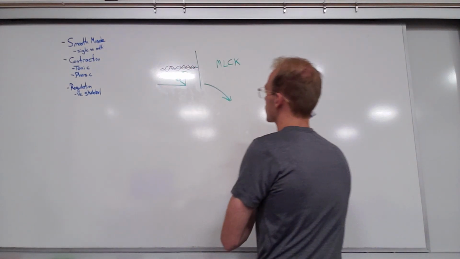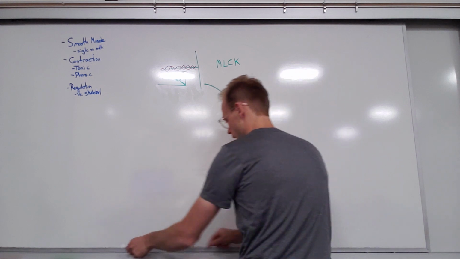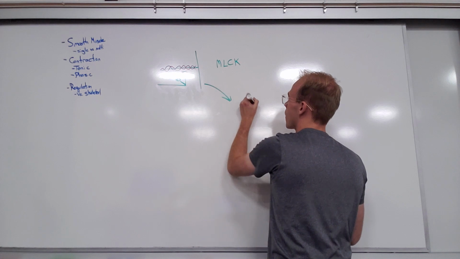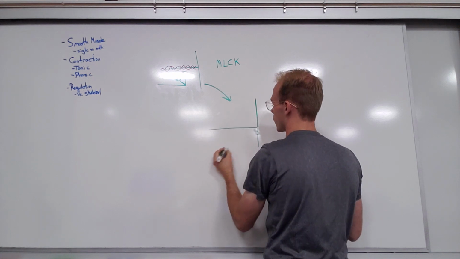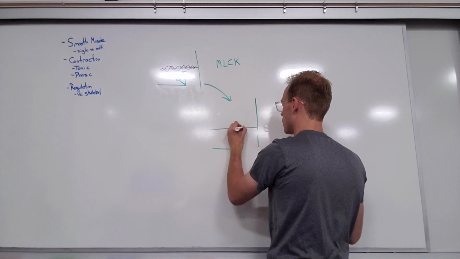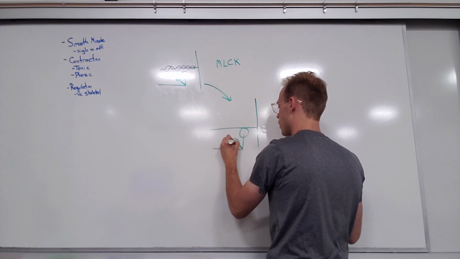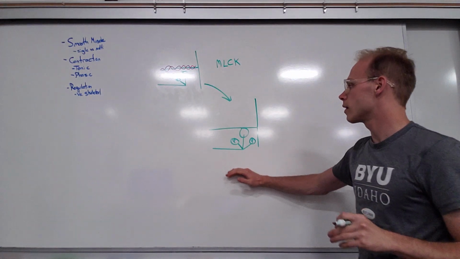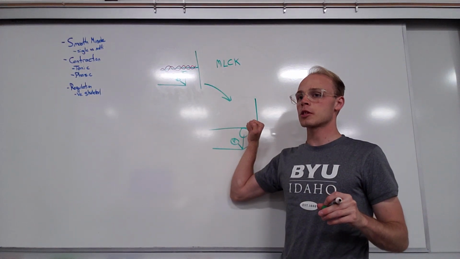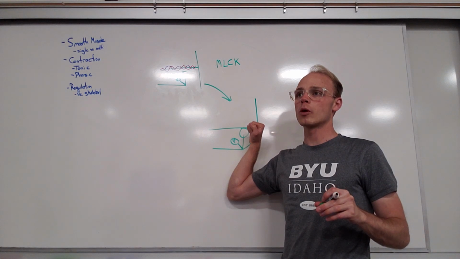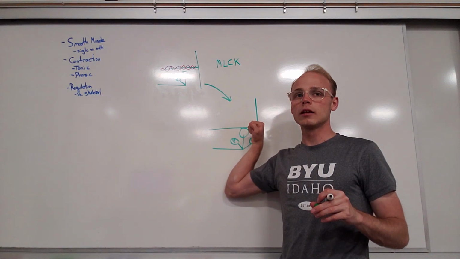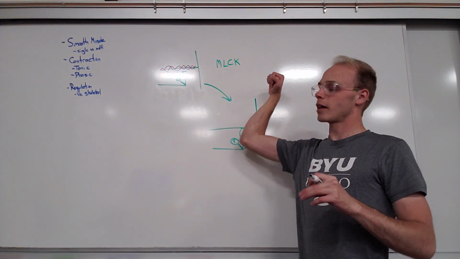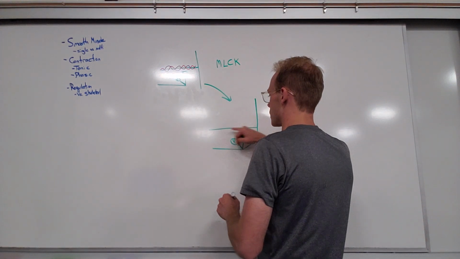So what happens is MLCK will add a phosphate. We'll add a second phosphate onto the myosin head. So you have one phosphate and then a second phosphate. What that does is it essentially makes the myosin head preferentially bind to the actin filament over the tropomyosin. So it just shoves the tropomyosin out of the way and allows it to bind.